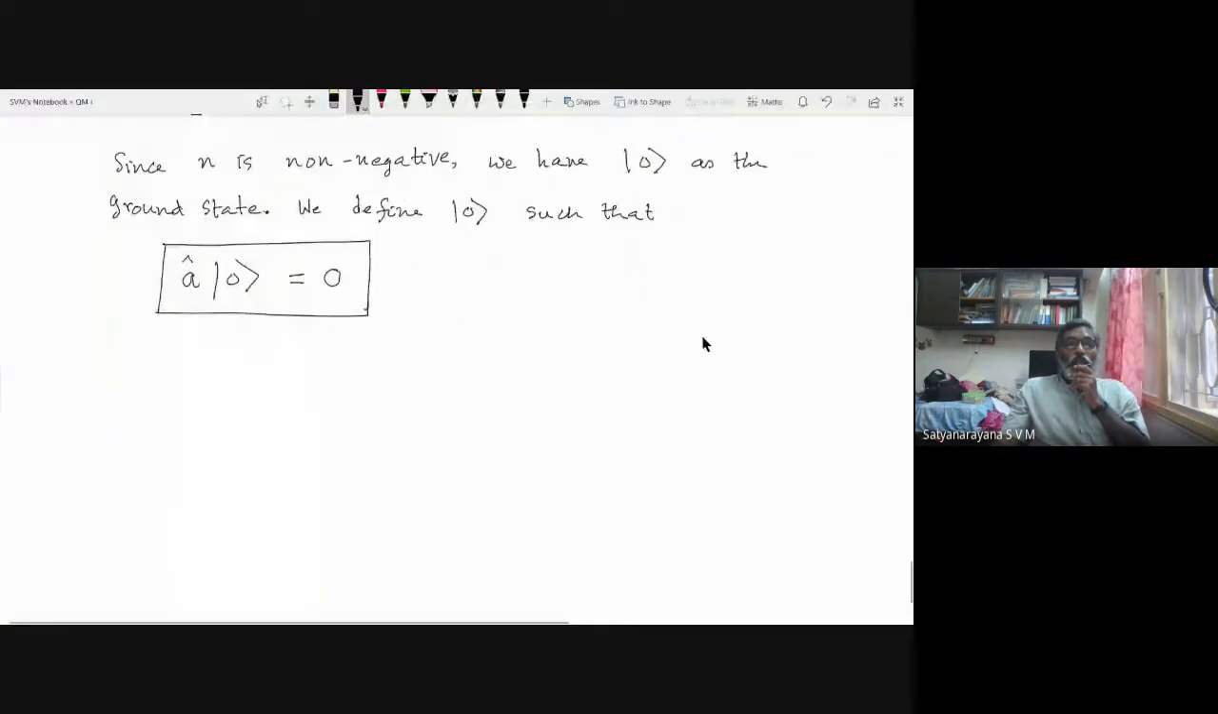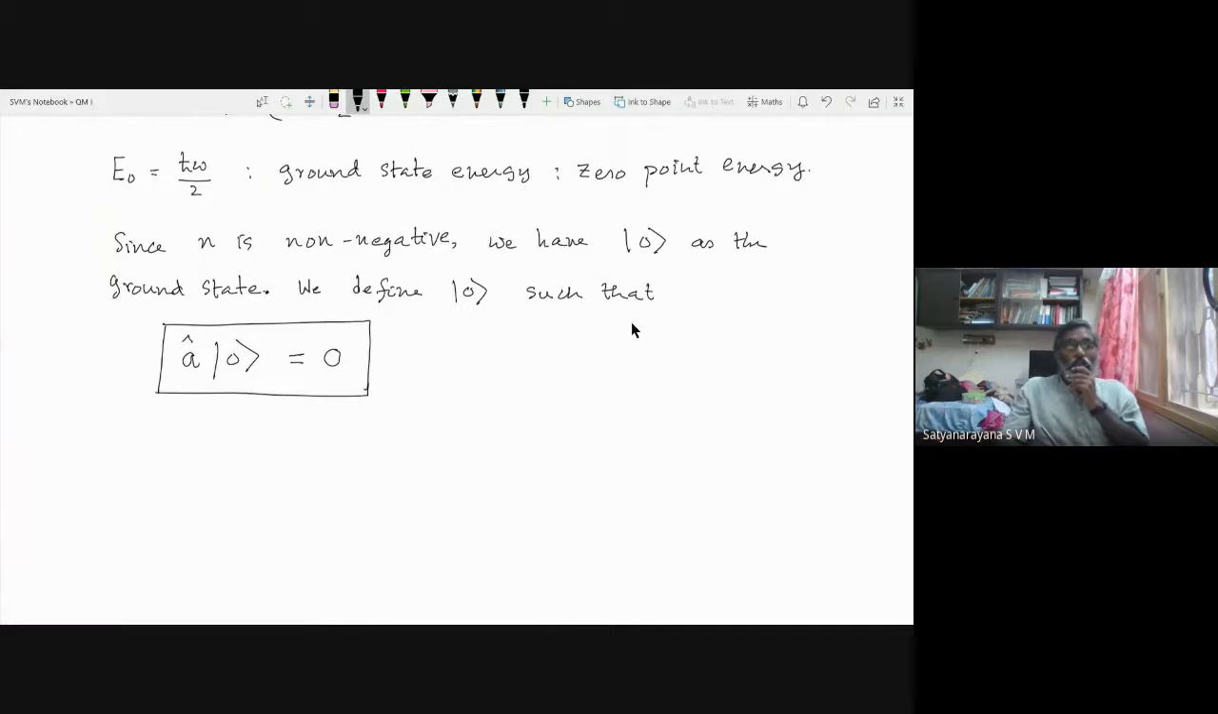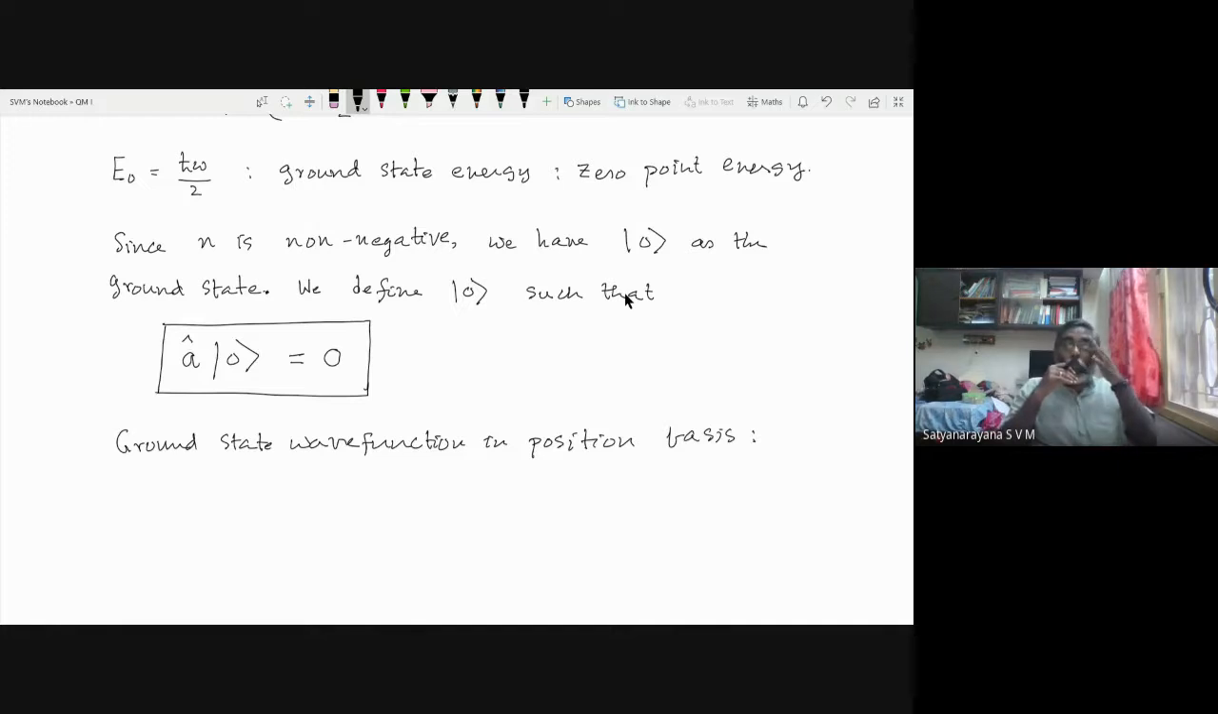Okay, so this is the definition. Now we can ask a question. Suppose we know the ground state. How do we find it? For example, let's say we would like to find out the ground state wave function in the position basis. Suppose you want to find that out.